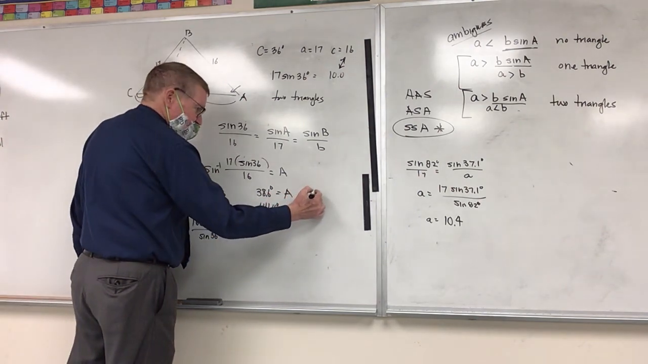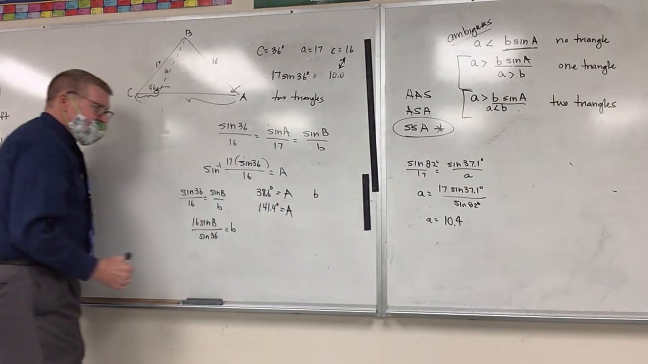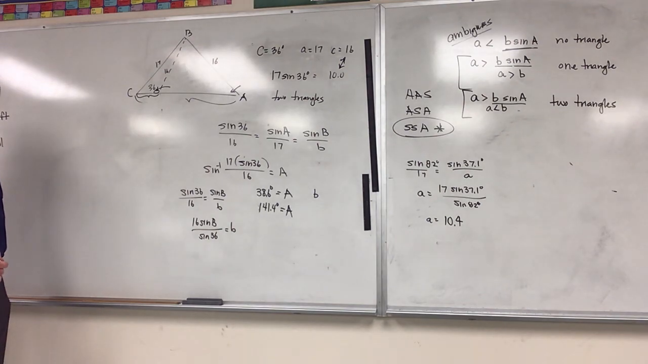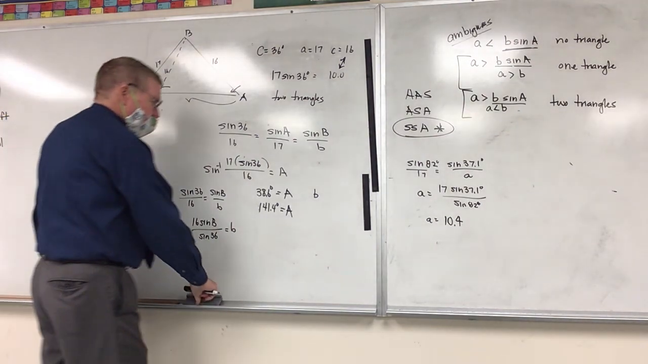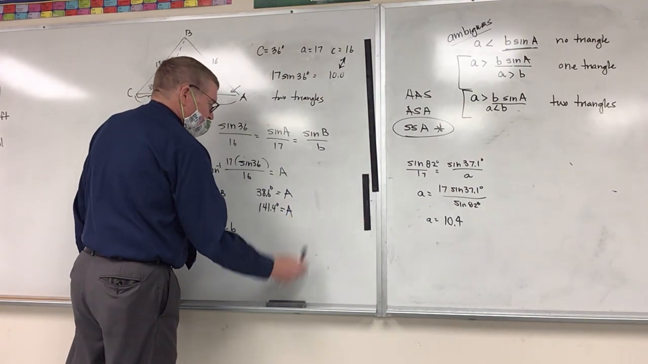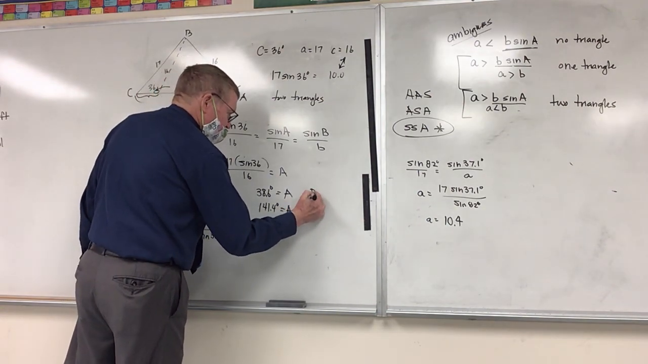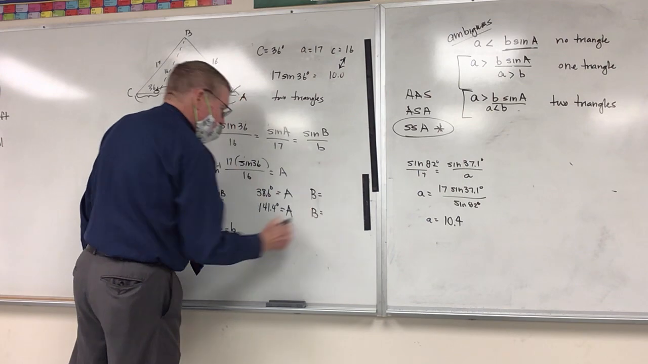Wait, time out. What did you just say? What happened? Why did we leave the B in there? Backtrack. Oops, I'm sorry, I did that wrong. Oh, because we've got to find out what angle B is. Yeah, that's what we wanted.